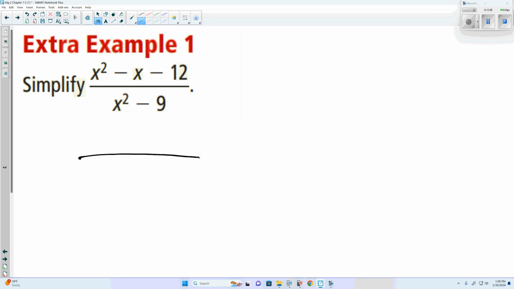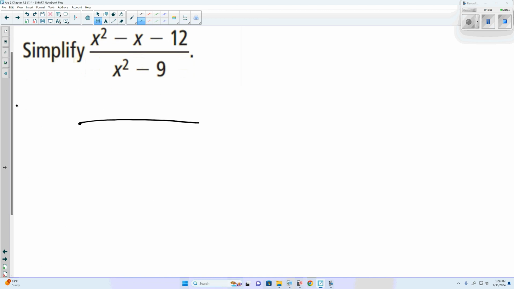We have x squared minus x minus 12 and x squared minus 9. Which one of these two do we want to factor first? Top one. The signs for this one here would be positive, negative, opposite. Since the third term is negative, our signs are opposite.